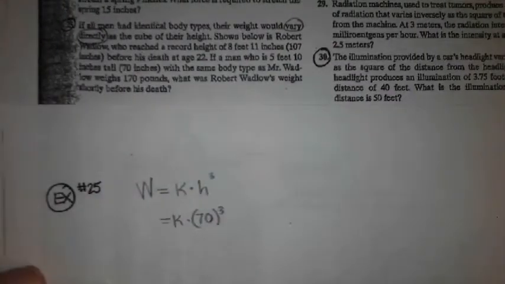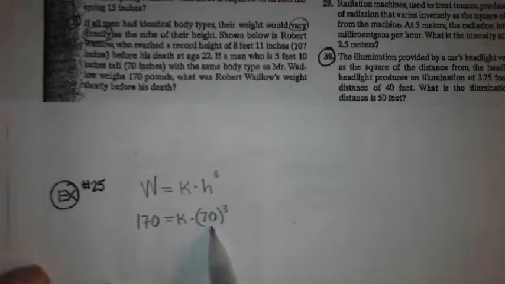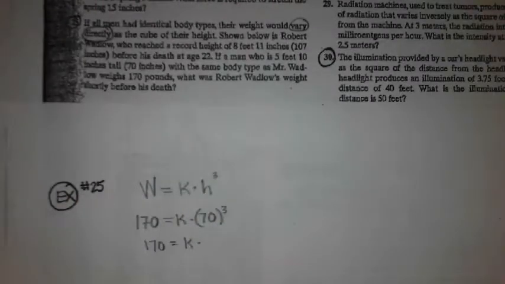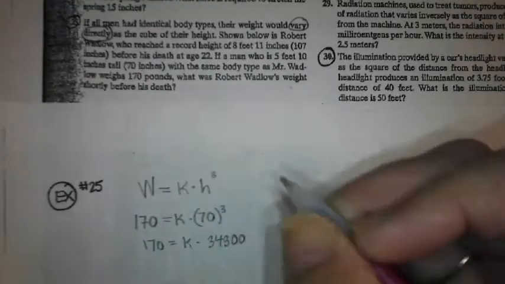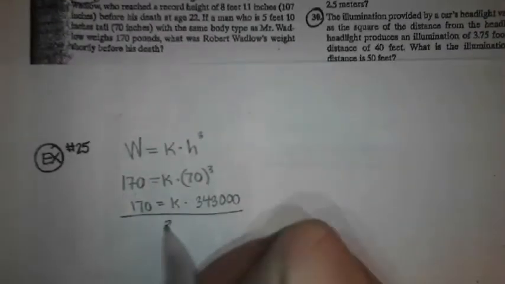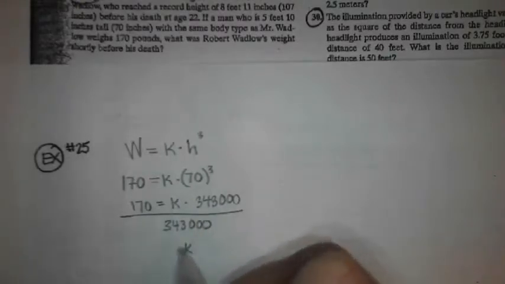We're going to go to that next sentence: if a man who is 70 inches tall, that's our h that we know, so 70 cubed, weighs 170 pounds. So the 70-inch man weighs 170 pounds. That's what we're going to solve to find k. 70 to the third power is 343,000. So if I divide both sides now by 343,000, I get k equals.